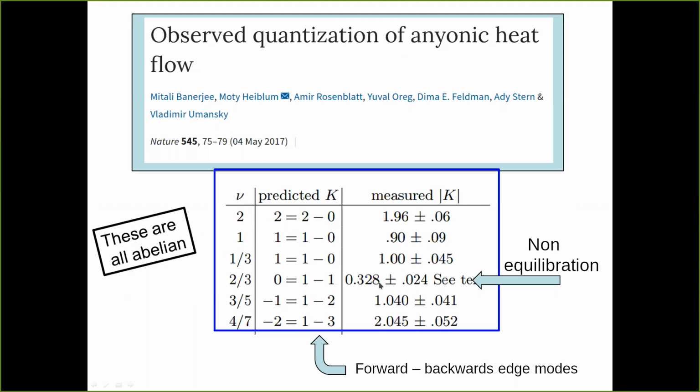It's coming out to something non-zero. If you make the edge really, really long, that gives the edges a better chance to equilibrate, and this number will come down to 0. But if you make the edge really, really short, then it gives these two edges no chance to equilibrate, and instead of getting 1 minus 1, you get 1 plus 1. You get 2 units of thermal conductance over very short distances. And this is known physics.